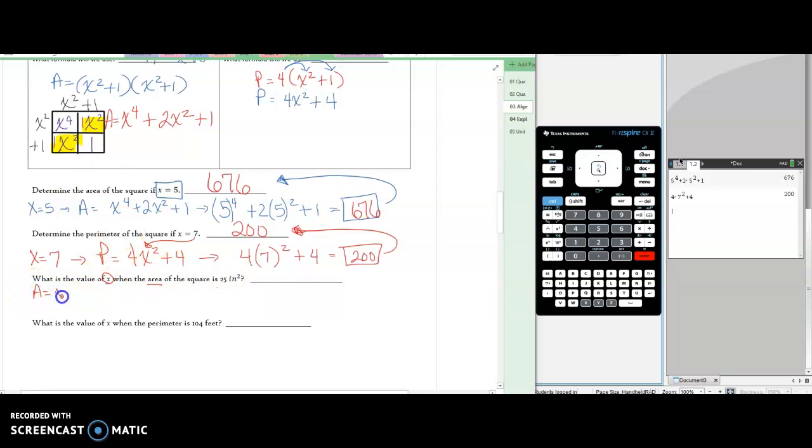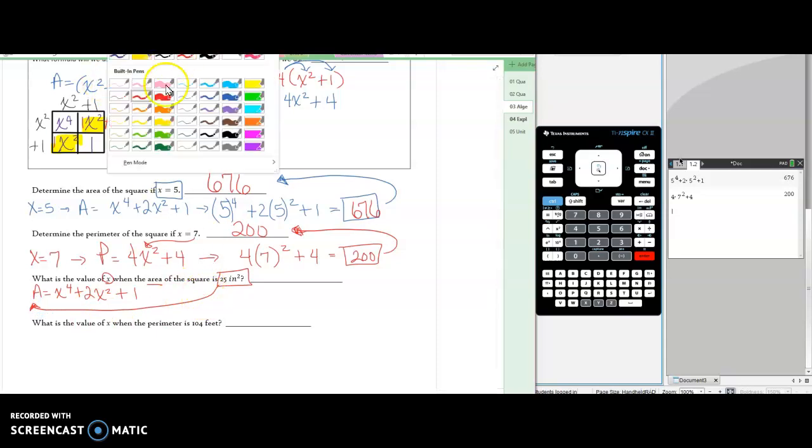They said it was x to the 4th plus 2x squared plus 1, right? That's in terms of x. Now they gave us the area, which is this 25. We have to take that and plug it in here for this a, right? That's our a.